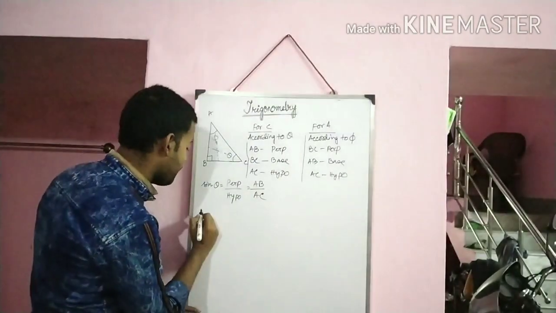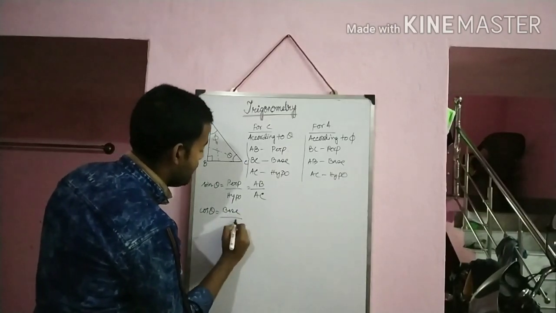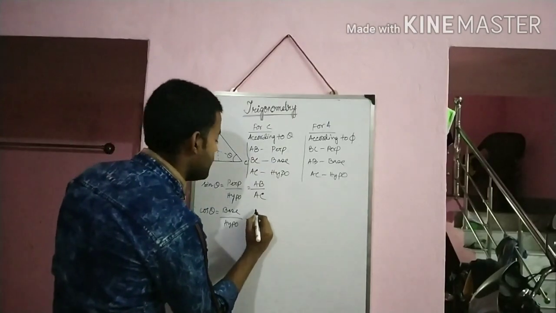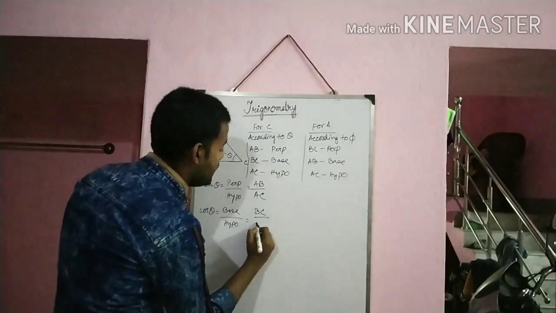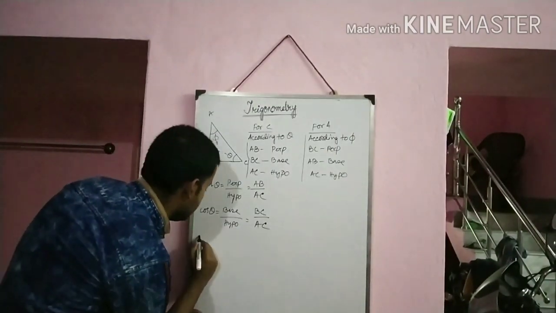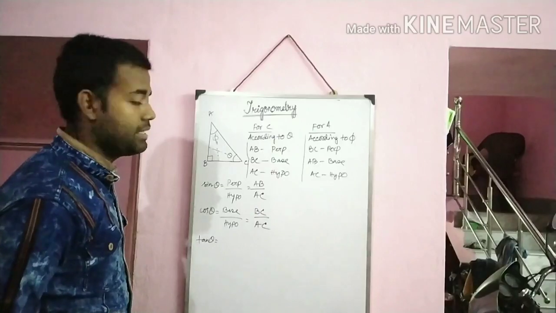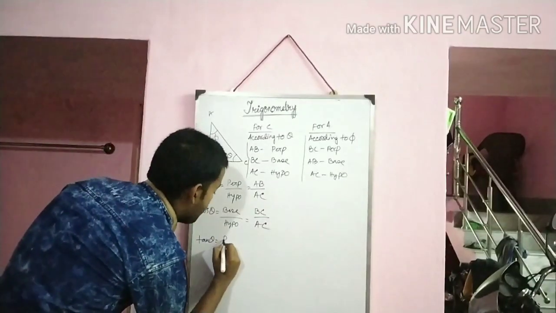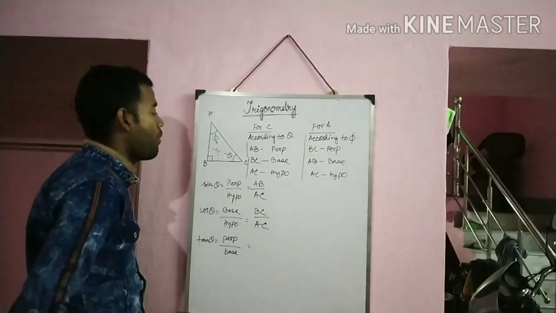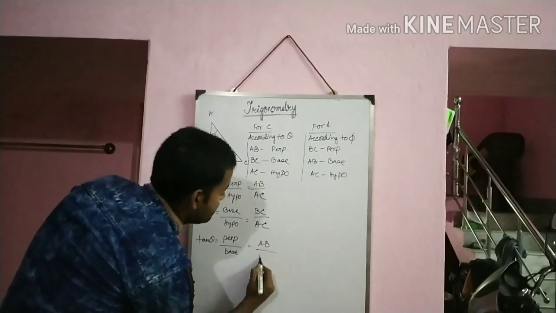Next we have cos theta. Cos theta is base by hypotenuse. In this sum, which is the base? Here our base is BC and the hypotenuse is AC. Next we have tan theta. There are 2 different formulas for tan theta. The easiest one is perpendicular by base. Now what is perpendicular by base? Perpendicular is AB and base is BC.